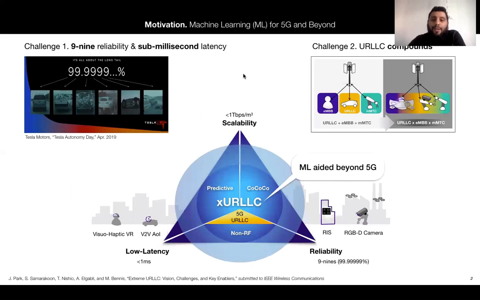As we all know, machine learning is a key enabler for beyond 5G applications. In beyond 5G, we are aiming at up to 99.99 reliability and less than 1 millisecond latency to support applications such as autonomous driving. Unlike 5G URLLC, which used to rely on short packet transmission, in beyond 5G, some applications must simultaneously support high data rate and massive number of connections.